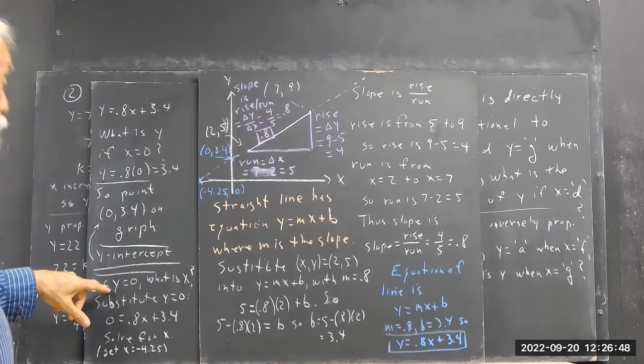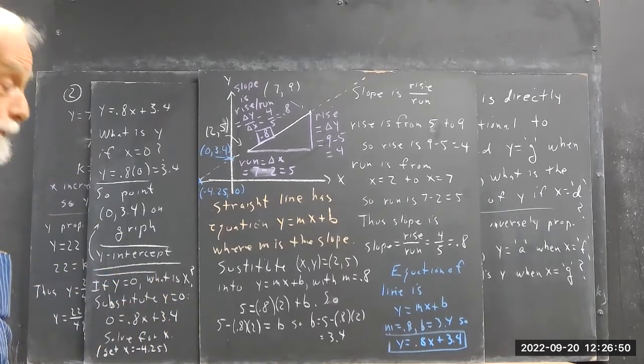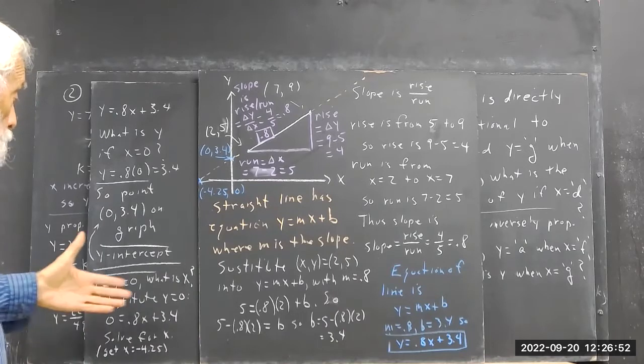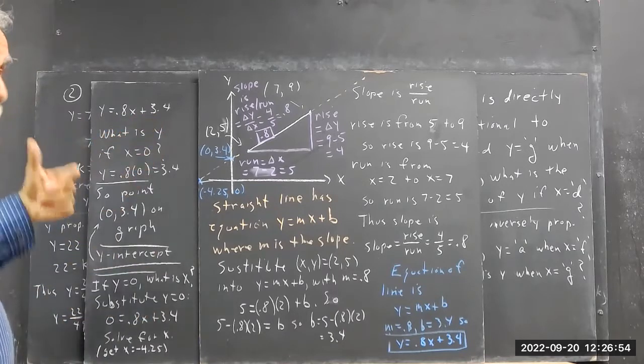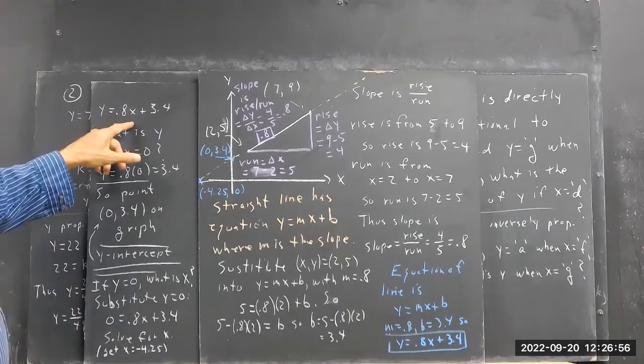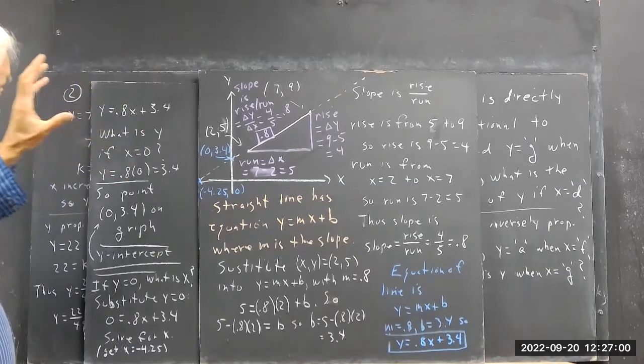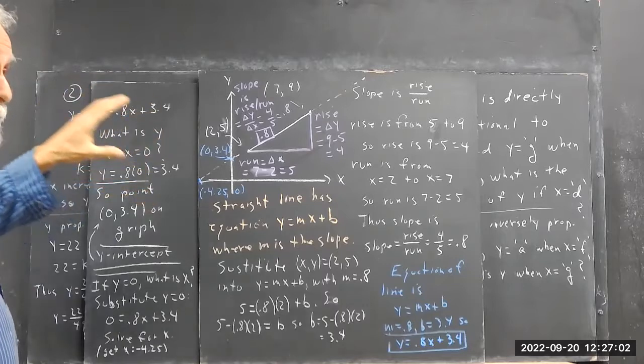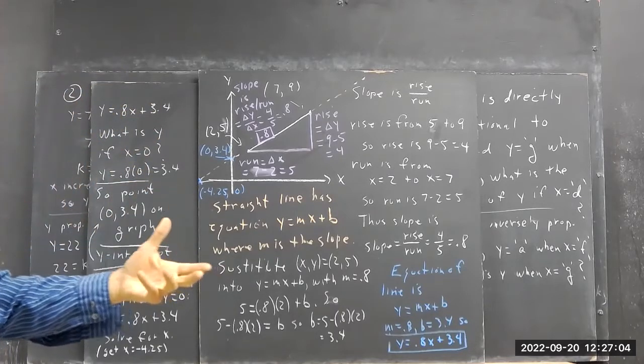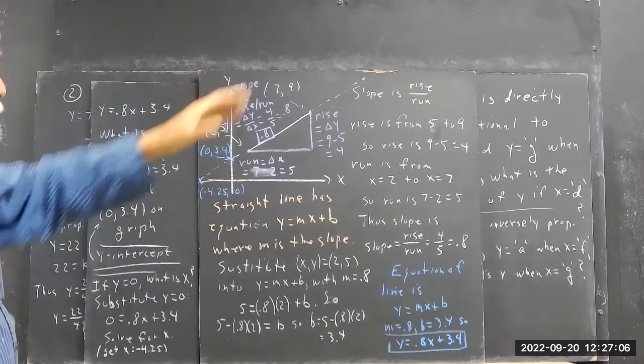If y equals 0, what's the value of x? Okay, well, how do we find that? You have the equation. If I give you a value of y or a value of x, you can find the value of the other one. I give you y, you can find x. I give you x, you can find y. It's very simple. And that always gives you a point on the graph.